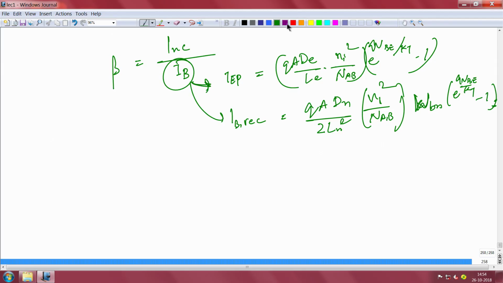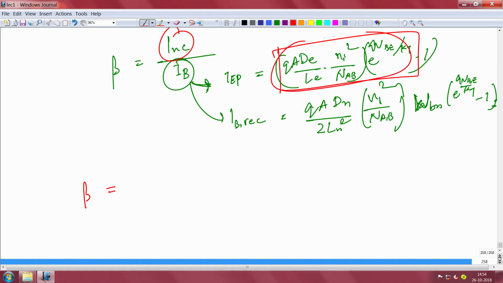Now if I assume that this component dominates, this is the primary component, then your beta will be given by this ratio, if you plug in this expression from the 2 slides before. The ratio will come out to be around the base diffusion coefficient by the emitter diffusion coefficient, into the emitter diffusion length by the neutral base width, into emitter doping by base doping. Sorry, this is NAB.